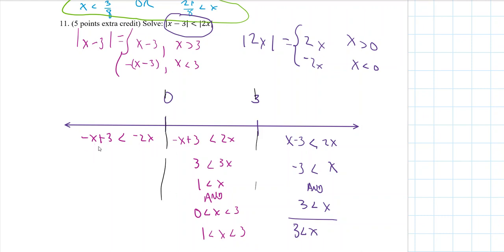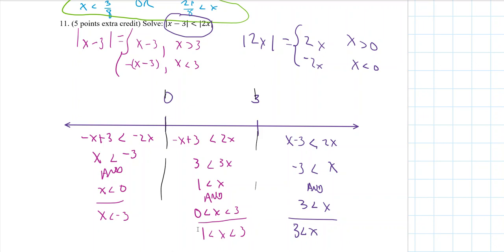And then lastly, we have this range over here. Let's move the negative 2x over here. Adding 2x to a negative x gives me x is less than, and I'll bring the 3 over, x is less than minus 3. And this only applies to numbers less than 0. So if it's simultaneously less than 0 and less than minus 3, that means x is less than minus 3.